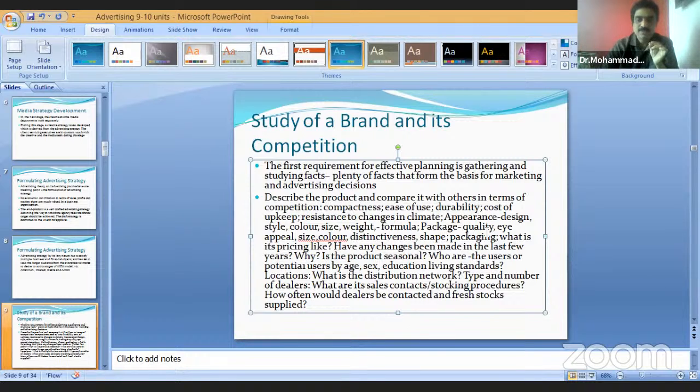So what is pricing like? Have any changes been made in the last few years? Why did we make them? Is the product a seasonal one? What are the users or potential users by age, sex, education, living standards, and locations?